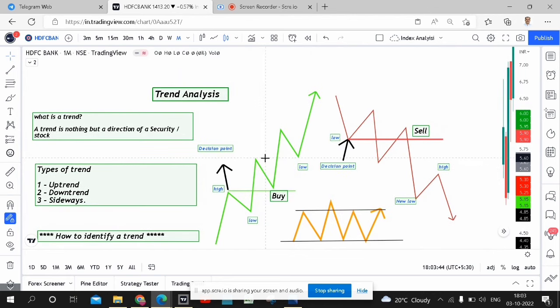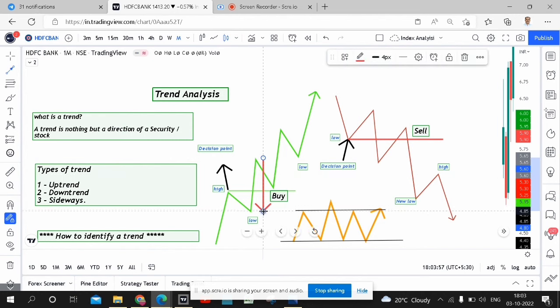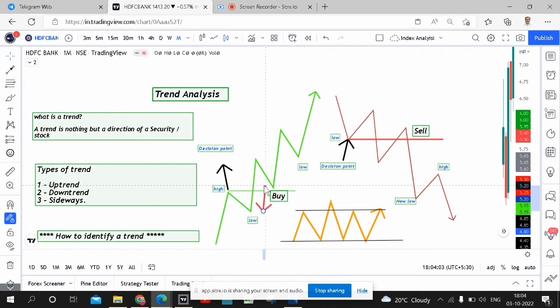Okay, if someone is entering a trade here, their stop loss will be the low point. So in that case, the risk will be more and the reward will be equal or lesser. But whereas if anyone is initiating a trade at the retracement point, their stop loss will be very small. So this is how one should initiate a trade.